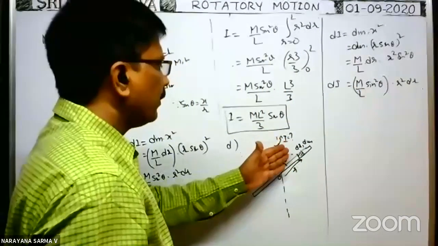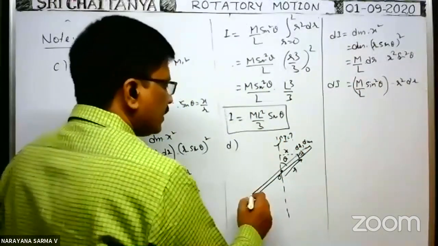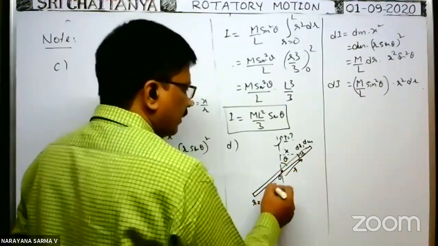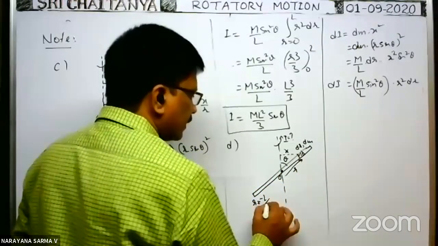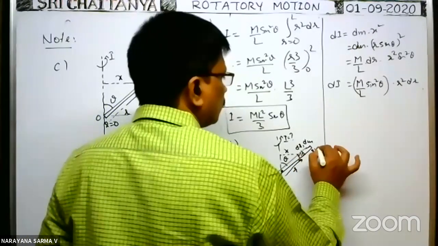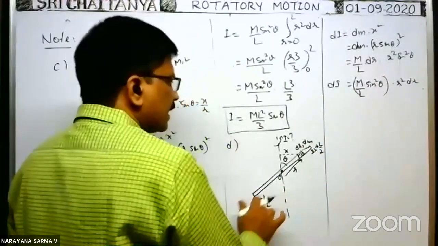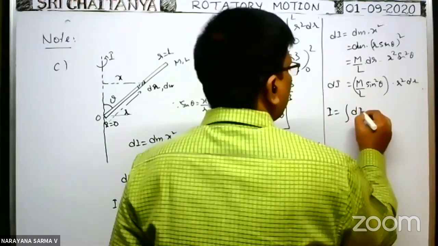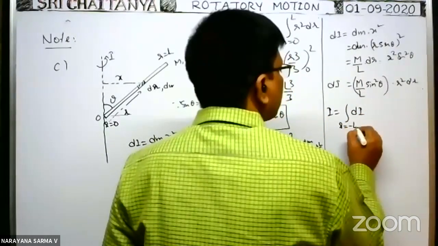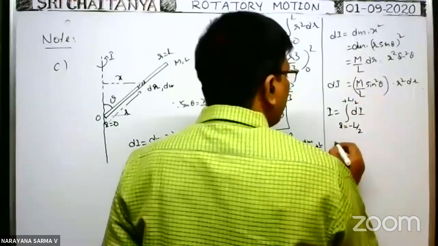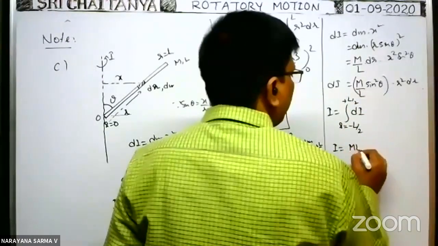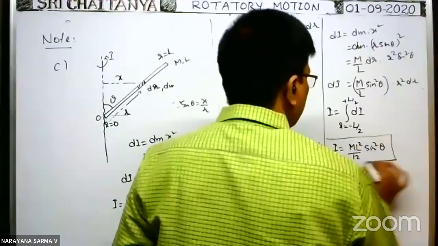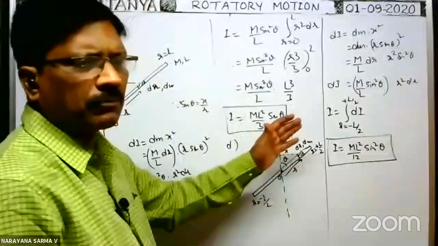This type of elements can be imagined from this end to this end. As r is taken from the midpoint, in this direction r can be taken as minus L by 2, and in this direction plus L by 2. Between minus L by 2 and plus L by 2, integrate, then you will get the answer. Total moment of inertia is the integral of dI between the limits r equal to minus L by 2 to plus L by 2. After integration, you will get m L square by 12 into sin square theta. It was given in advance, I think.